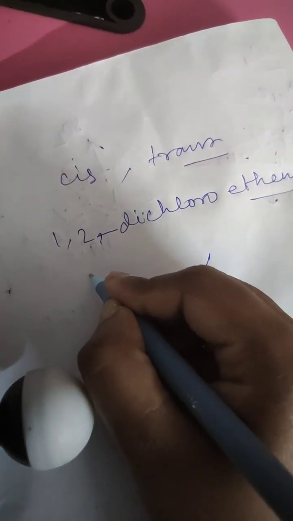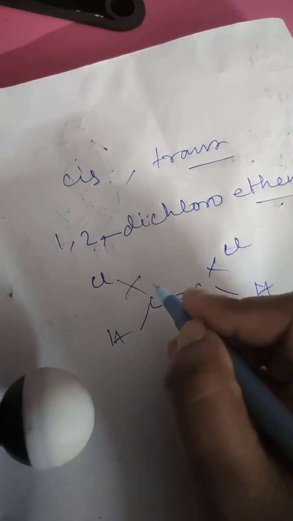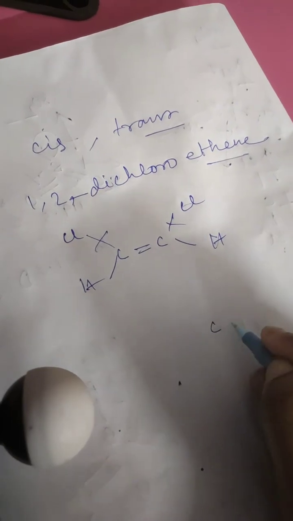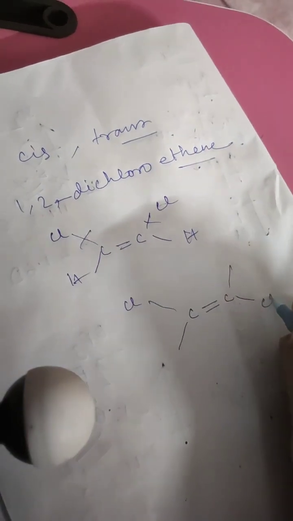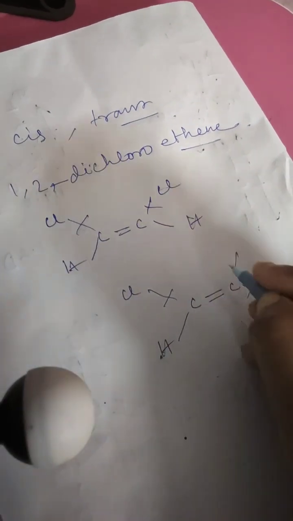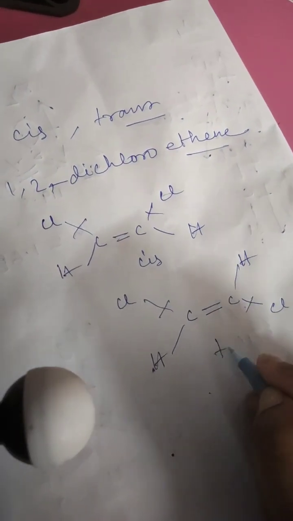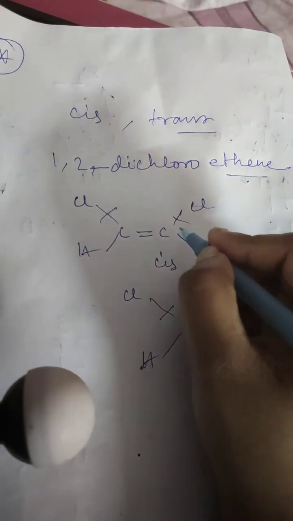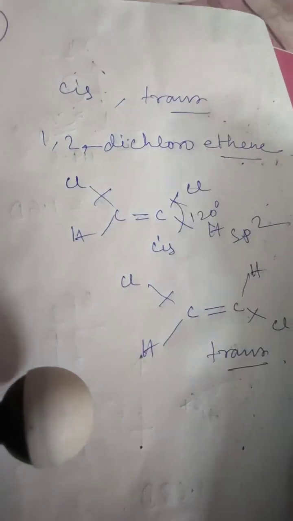So in the cis structure 2 chlorines are present in cis position. This is cis 1,2-dichloroethene, and another isomer is trans 1,2-dichloroethene. 2 Cl atoms are placed in anti position. So this is our cis structure and this is our trans structure. Similar to the ethylene structure, the cis and trans isomers also have 120 degree bond angle, and it is also sp2 hybridized.